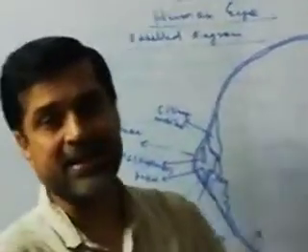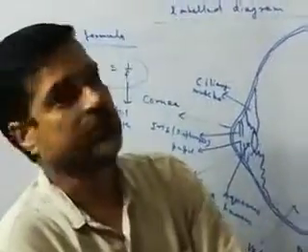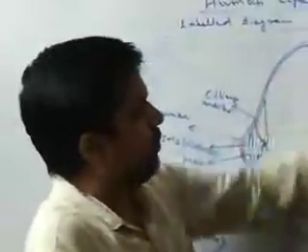So this type of things we will study again in detail. Human eye system. So what this round one is there, this is eyeball.